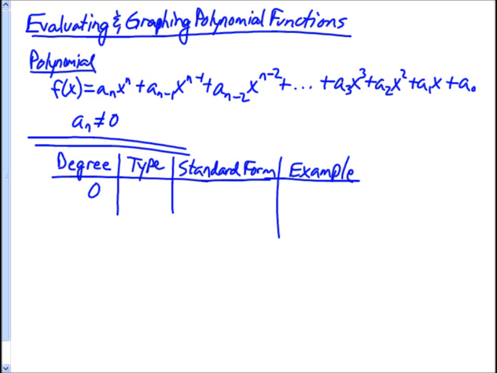Polynomial of degree 0. If you think about this, up above in the a sub n x to the n, if your n, your degree, is 0, that clears out the x, because x to the 0 power is 1. So the type is a constant. You're just looking at this very end piece, if you will. So f of x equals a sub 0.